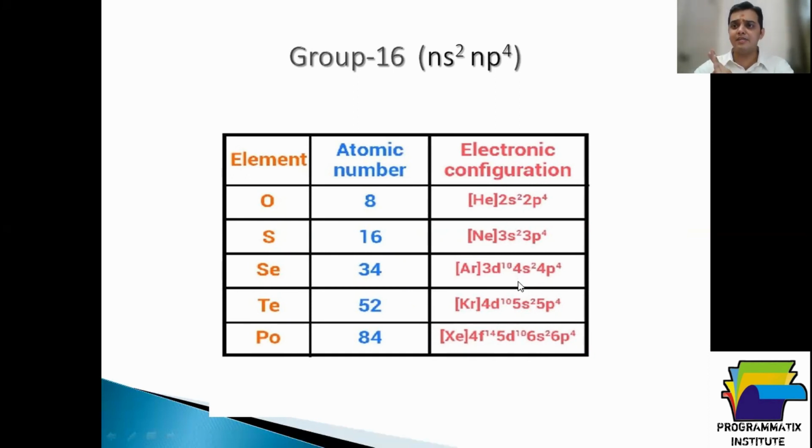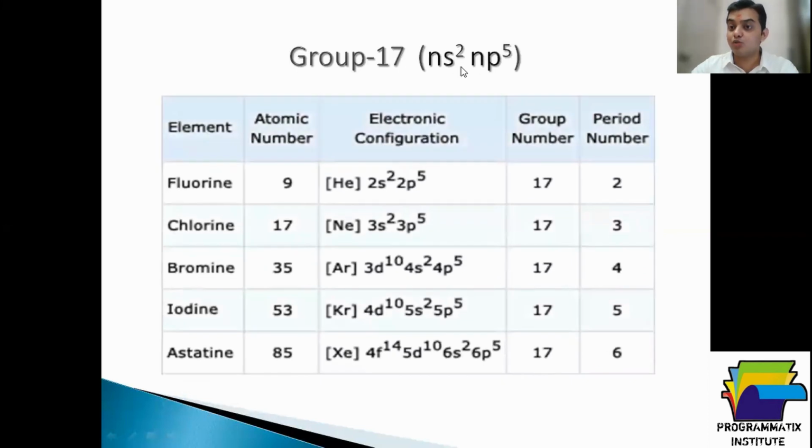इट इज द सेम थिंग व्हाट वी लर्नड इन अदर ग्रुप्स। वहां पे भी 3d10 था, यहाँ पे भी 3d10 है, यहाँ पे भी 4d10 है। बस व्हाट इज चेंजिंग, द लास्ट शेल इज चेंजिंग। रिमेंबर NS2NP4, ये भूलना नहीं है। ग्रुप 17 का 7 NS2NP5 configuration is general configuration is NS2NP5, there is 7 valence electrons.